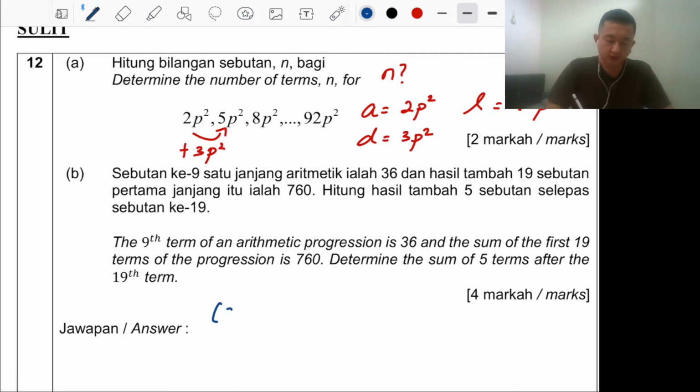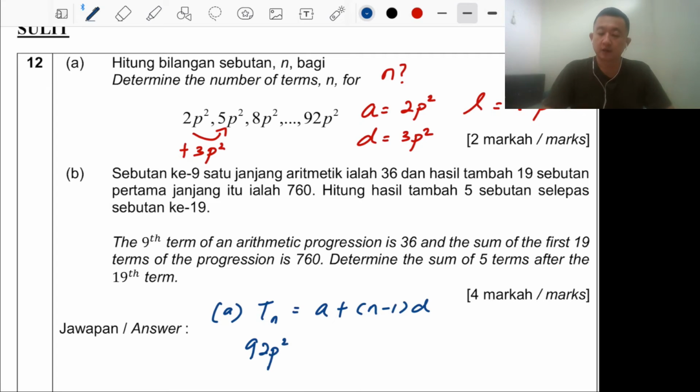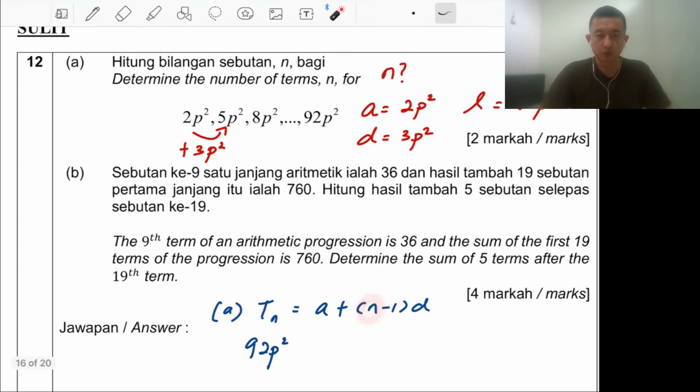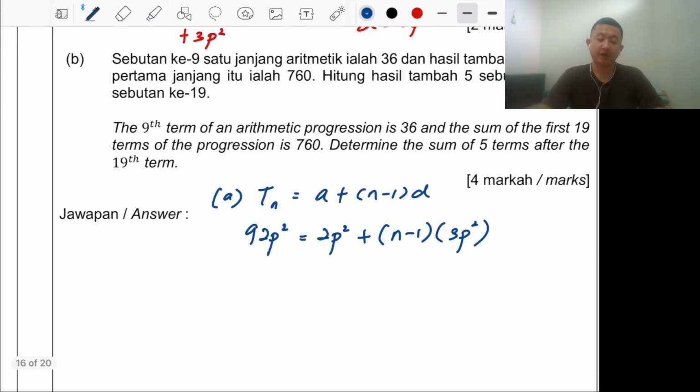So the nth term formula would be Tn equals to A plus n minus 1 d. And which term are we referring to? The last term, 92p squared. Because if you put in the last term, the corresponding n value will tell you the number of terms. As long as you know the last term, you know the total number of terms. 92p squared equals to 2p squared plus n minus 1 bracket 3p squared. Okay, find the value of n.